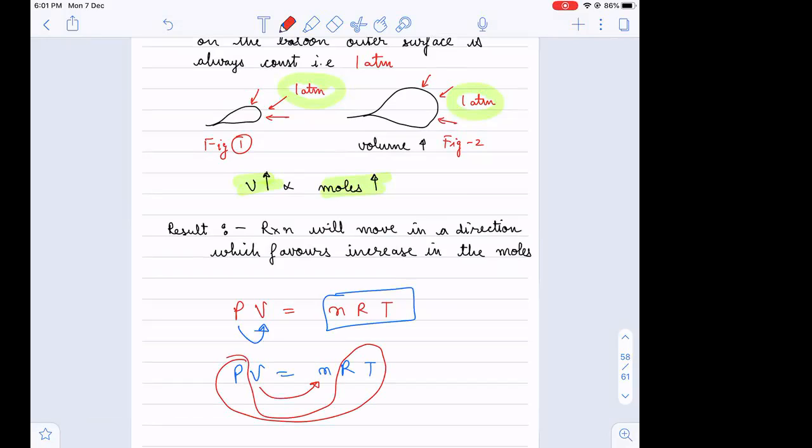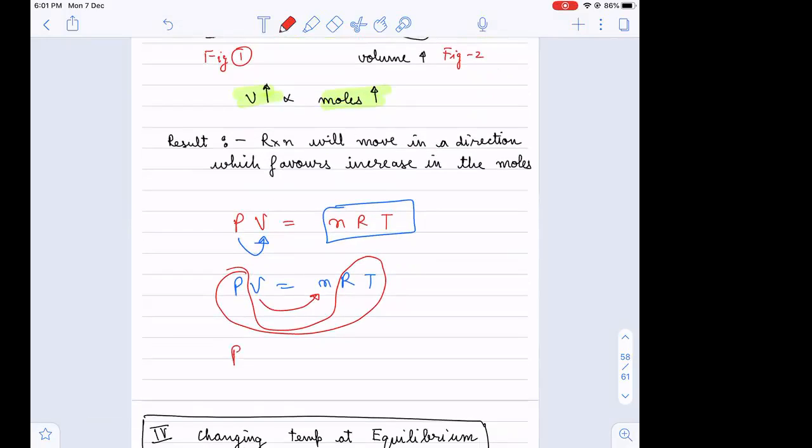Whenever I take a relation between two variables, the combined value of the other variables has to be taken constant. That is the thing. In this case, I have taken pressure to be constant. Also, the temperature is taken to be constant, because outside, if you are taking the balloon, then the temperature is constant. So the relation between volume and moles is direct.